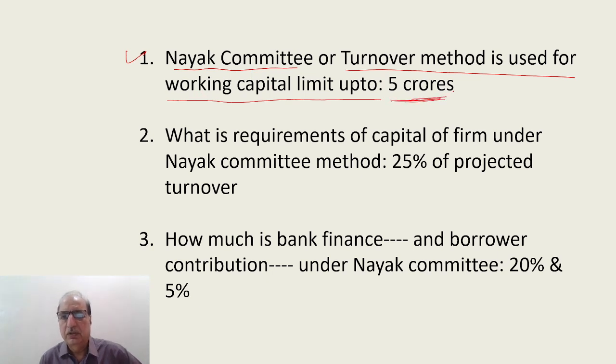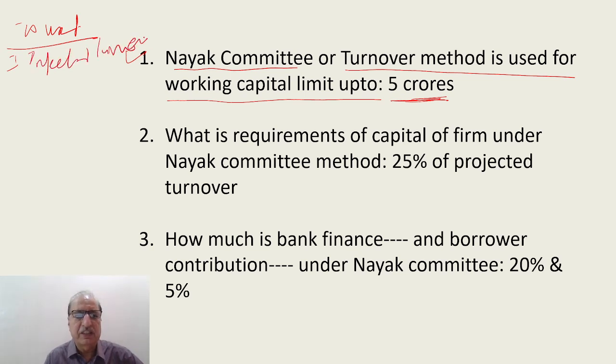So the maximum limit that can be financed under the Nayak Committee is 5 crore. So what is the Nayak Committee? How is it assessed? Nayak Committee recommendations or turnover method is used in limits up to 5 crore. And what is that? First of all, the borrower comes with his projected sales, projected turnover. How much will be his projected turnover? On that basis, the bank finances.